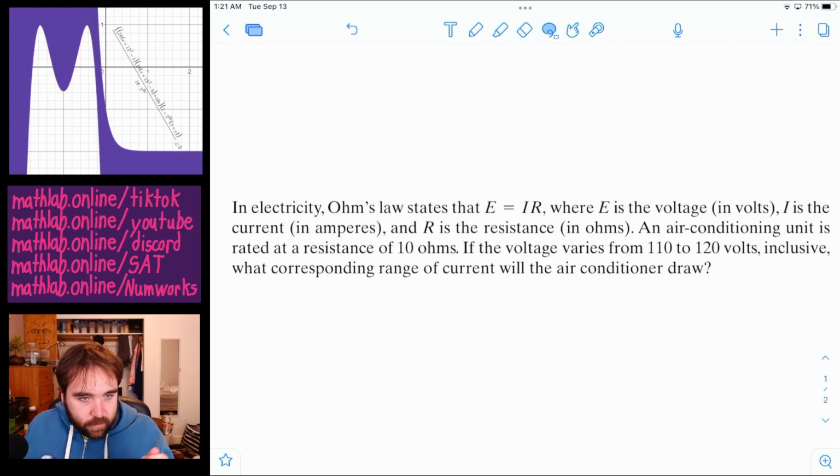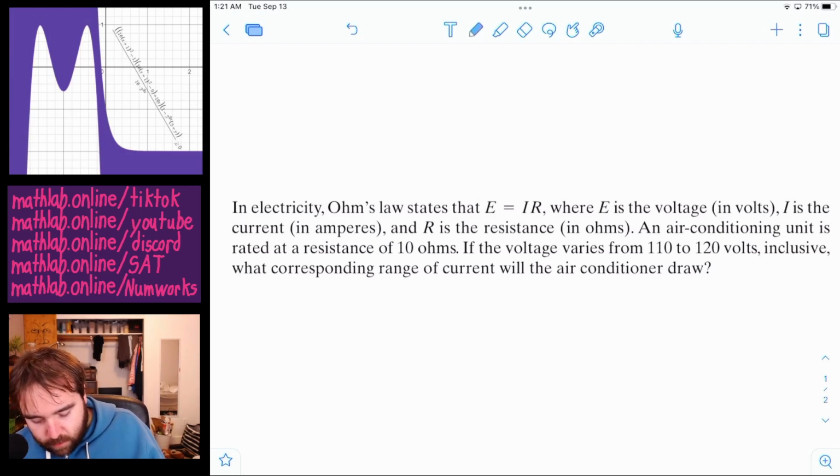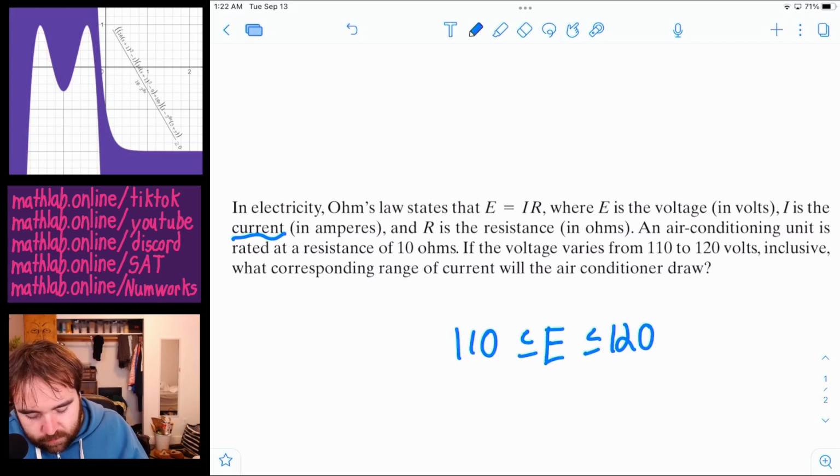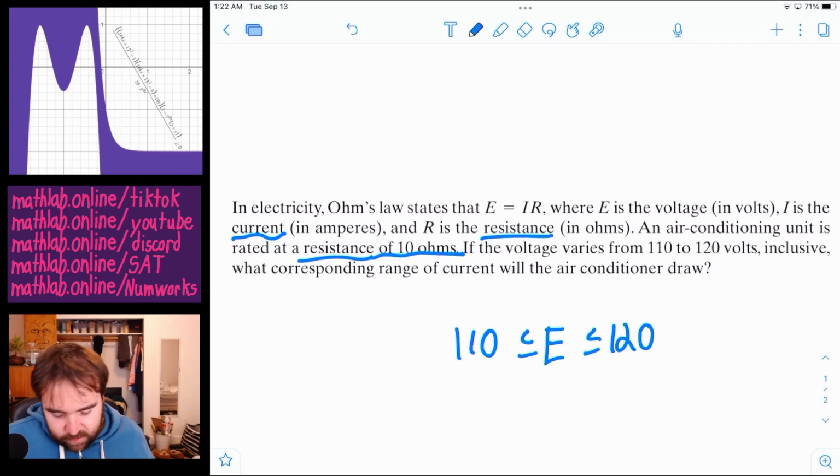So I'd go, okay, what's the voltage? The voltage is E. So they're telling me right now that E is in between 110 and 120. So let's see what else we got. We got current and we got resistance. We know the air conditioning is rated at 10 ohms resistance, so we know that R is 10.